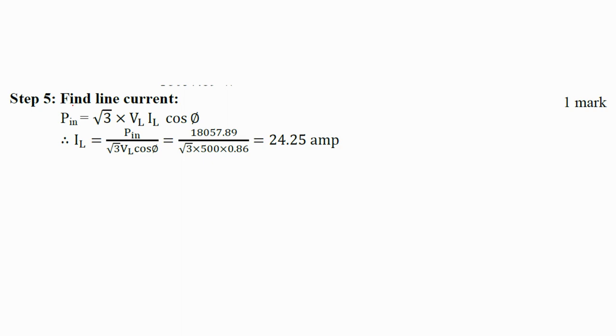Now the last step is to find line current. We know the three-phase power equation, P is equal to root 3 VL IL cos phi. This is the electrical power, root 3, line voltage, line current, cos phi. By modifying this equation we can calculate line current. So IL is equal to electrical power divided by root 3 VL cos phi. So this is the electrical power, root 3, 500, 0.86 power factor, and this gives the line current taken by the motor to deliver 15 kilowatt of output power.